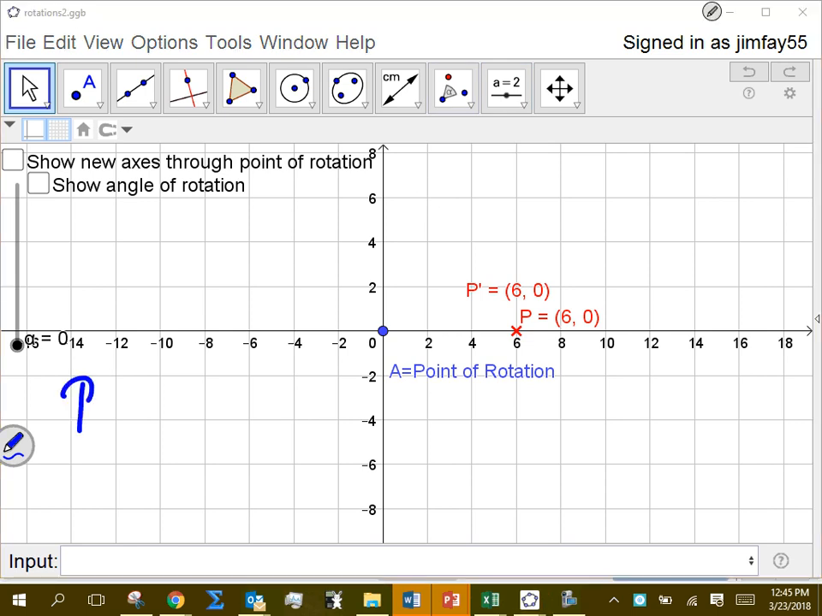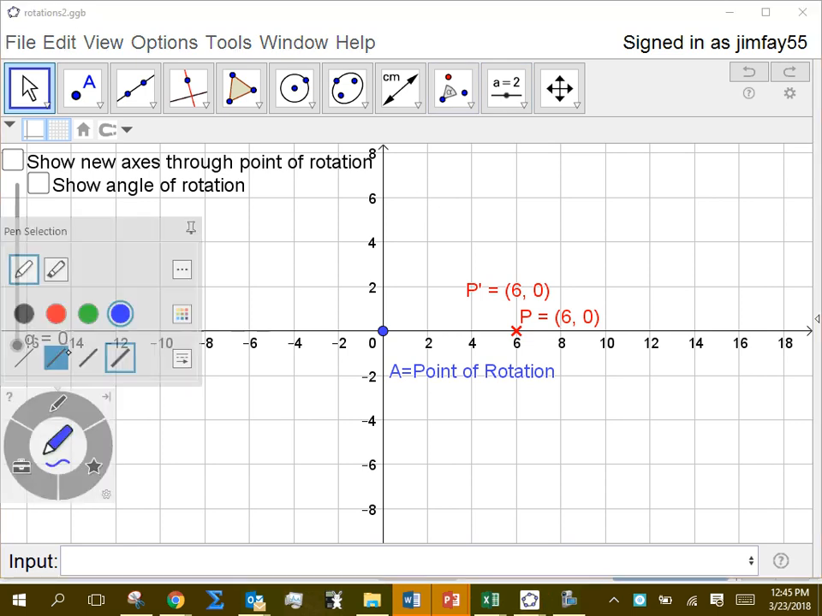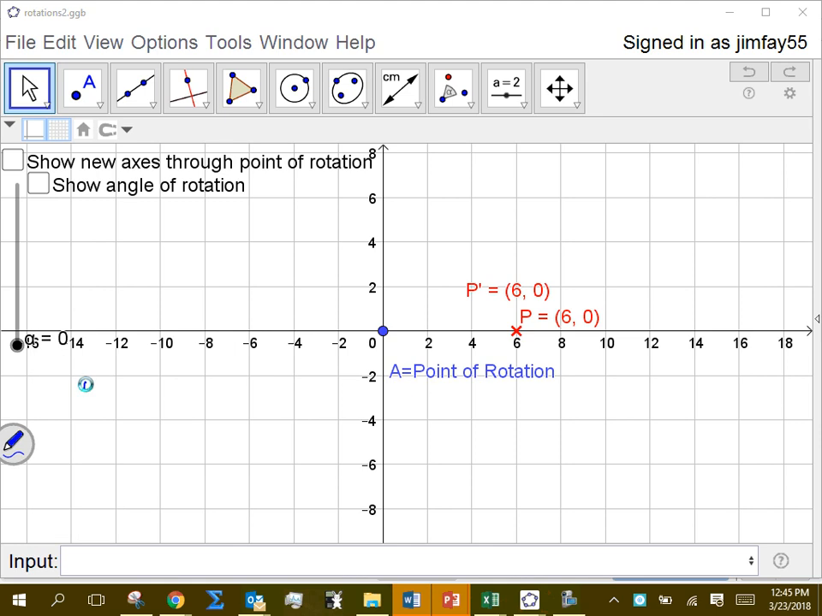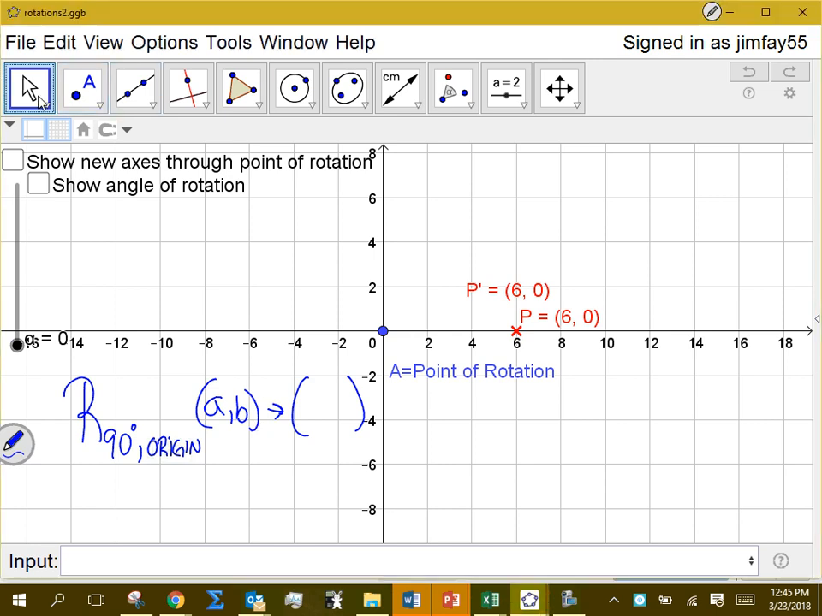Let's see here. I'm going to write R, 90 degrees. Okay. And right now I'm just going to write the word origin in. We're going to use the point A comma B. I want you to see if you can make a relationship, like we did yesterday with reflections, over what's happening here with these points.